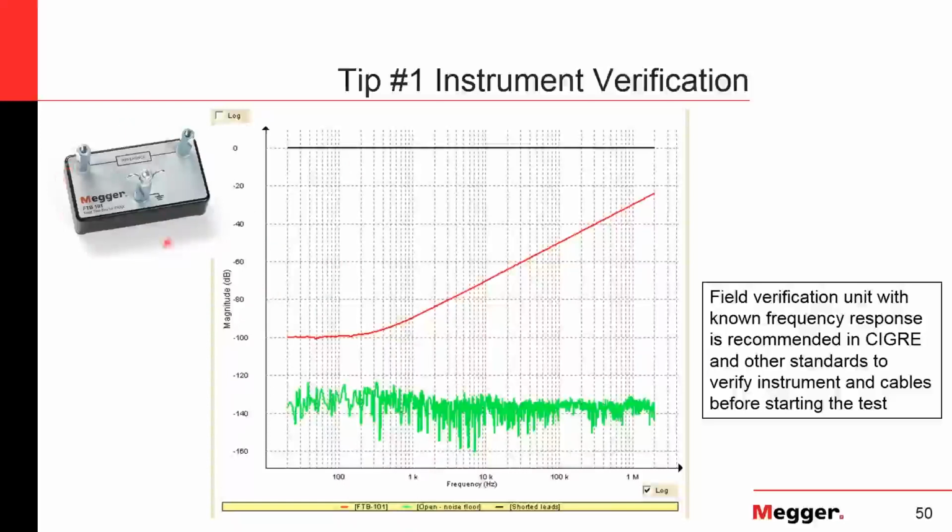And then the other thing you can do is an open test, just to check the noise floor of your instrument and see, okay, if we keep the leads open, don't connect anything, where are we getting noise here? And you just want to make sure that's well below the range that you're measuring on your transformer.